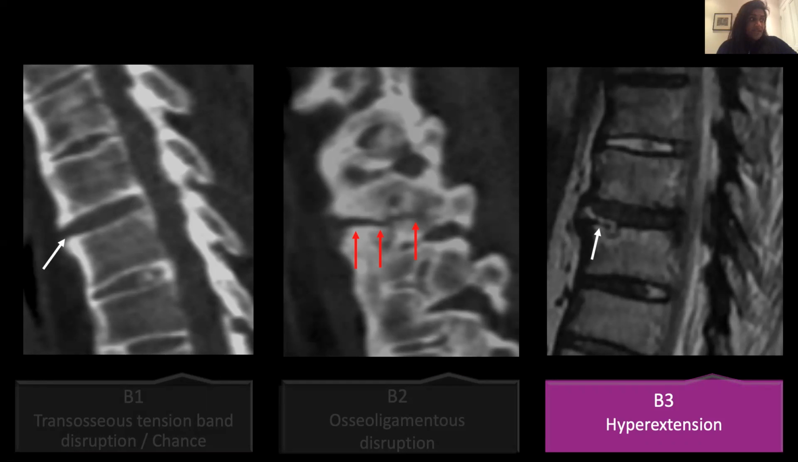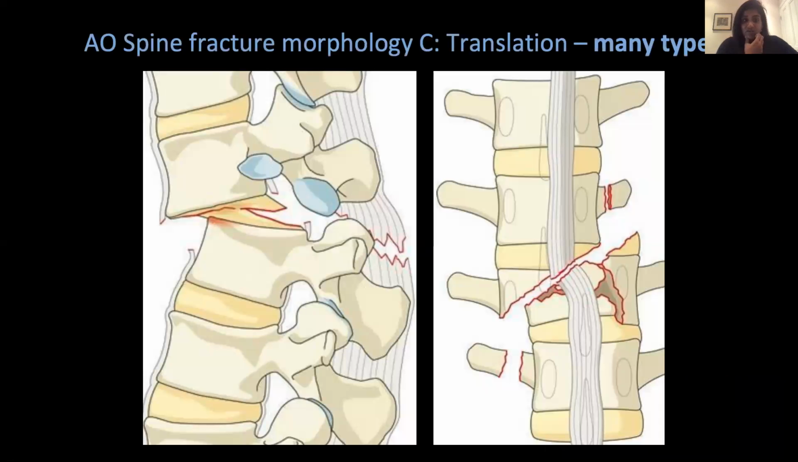And then the final type of fracture that we need to talk about are the translational type injuries. And these are the most severe type of injuries. And these aren't subclassified in the AO spine because there are many different types to this. They can have specific additional injuries such as type A injuries or facet joint injuries, and they should be classified separately.